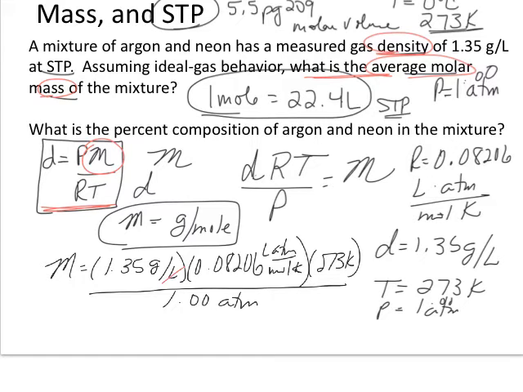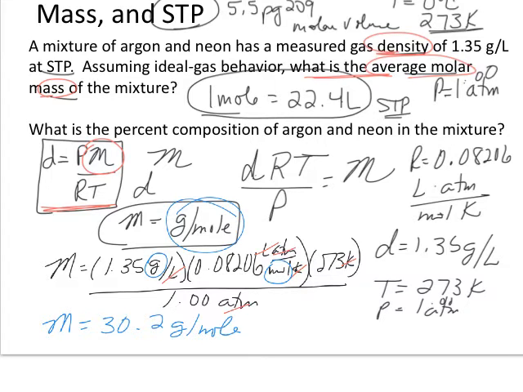And then I like to make sure my units cancel out. So liters, liter, atmosphere, atmosphere, Kelvin, Kelvin. And we're left with grams per mole, which is the units for molar mass. And that works out to be 30.2 grams per mole if you multiply and then divide. And that is the average molar mass of the mixture.